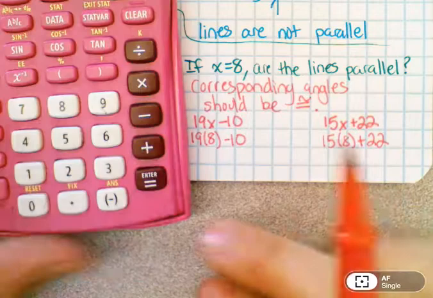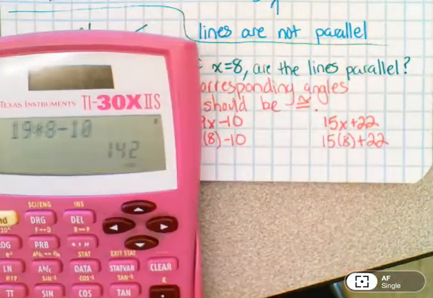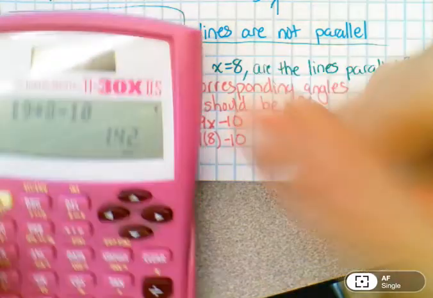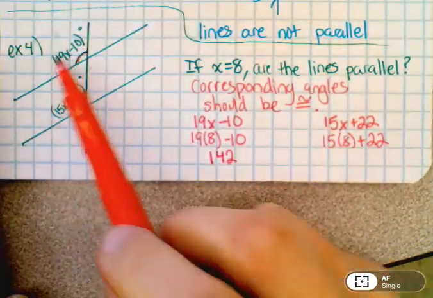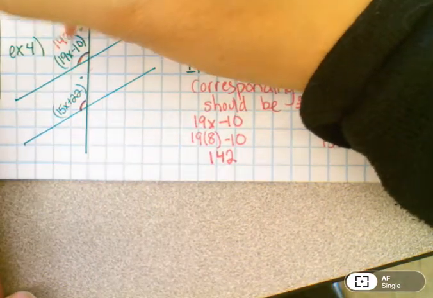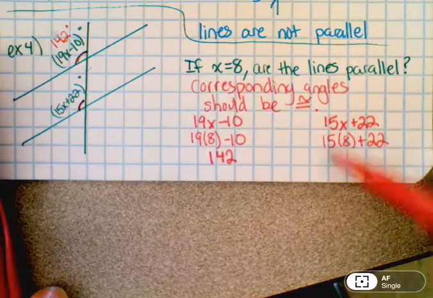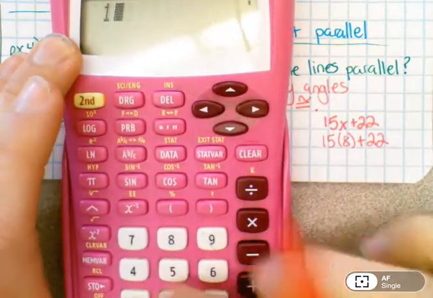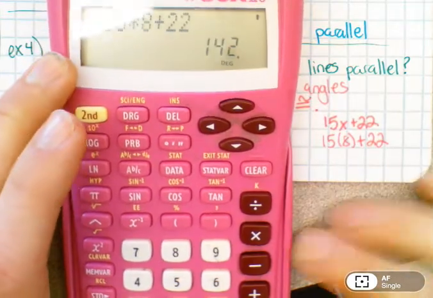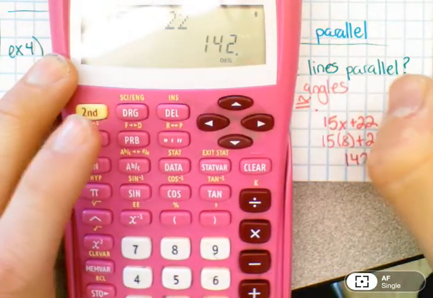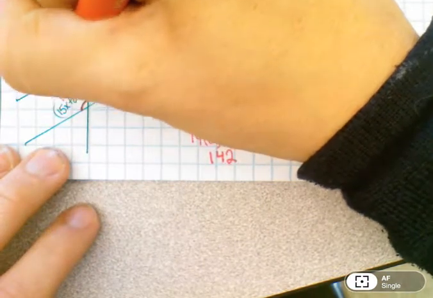Okay, so 19 times 8 minus 10 is 142. So when x is 8, this angle here is 142 degrees. And that only happens when x is 8. Over here, we have 15 times 8 plus 22, 142. So when x is 8, this angle is also 142 degrees.